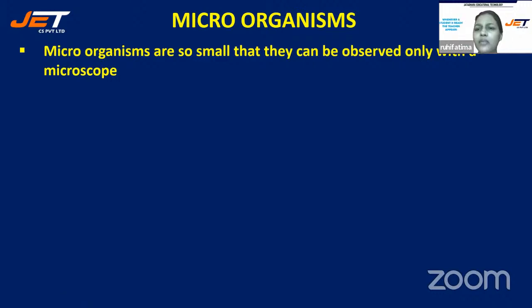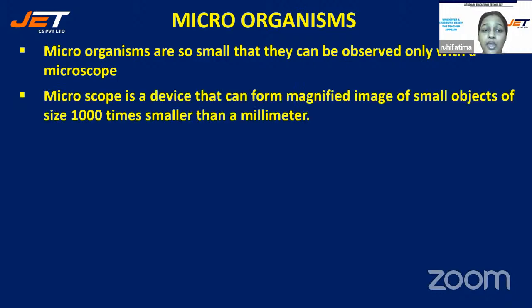Microorganisms are very small organisms, so small that they can only be observed with a microscope. Now, what is a microscope? A microscope is a device with which we can see these organisms. It means you cannot see them with your naked eye. A microscope is a device that can form a magnified image.